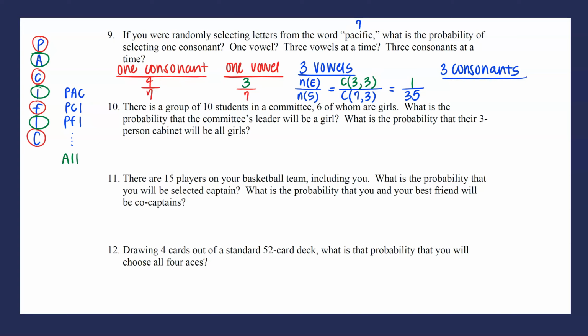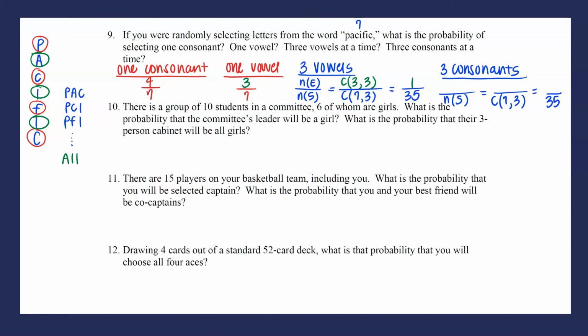I want to know how many different ways can I select 3 letters that are all consonants. So my numerator would actually be the same as when I chose 3 vowels. My sample space is how many different ways can I select 3 letters out of the total 7. Again, it would be just the combination of 7 and I'm selecting 3, which is still going to equal 35.